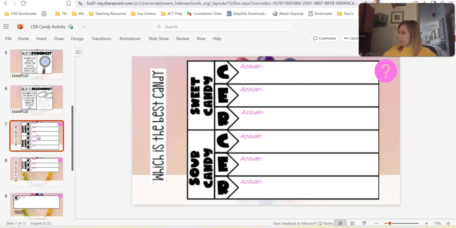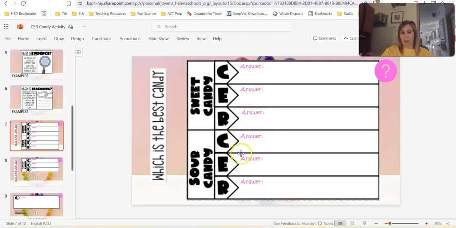Okay, your sour candy, we've got the Trolli gummy worms. Okay, and then we've got Sour Patch Kids. Okay, and then you guys will be writing little CERs there. So out of the 2, which is the best candy? What is your evidence? You guys should try to find 2 to 3 pieces of evidence. And your reasoning.